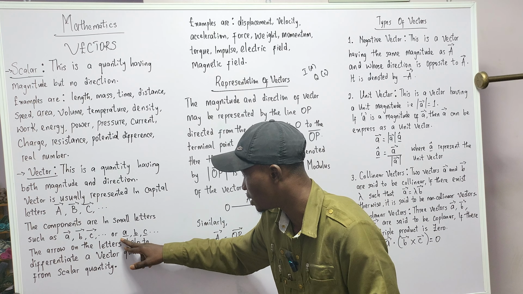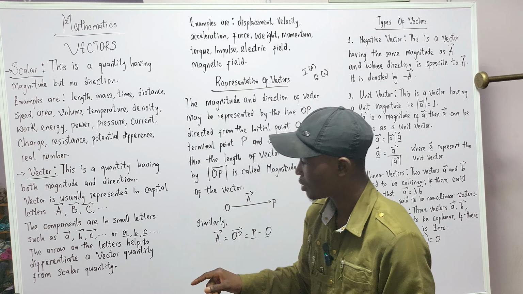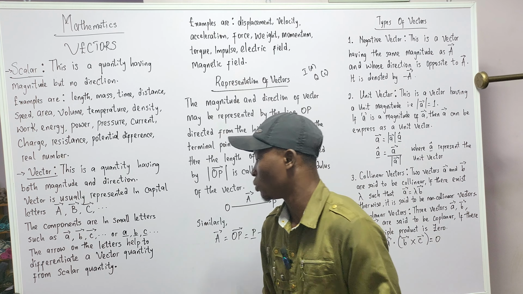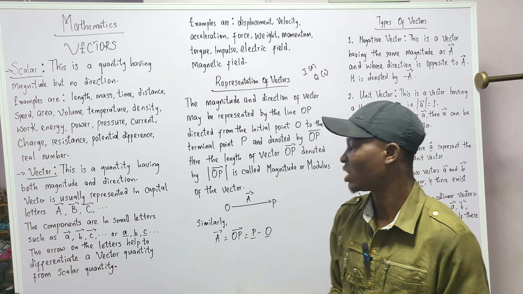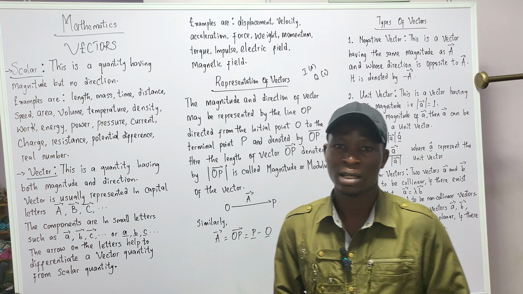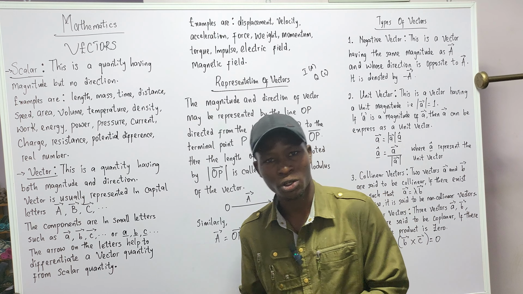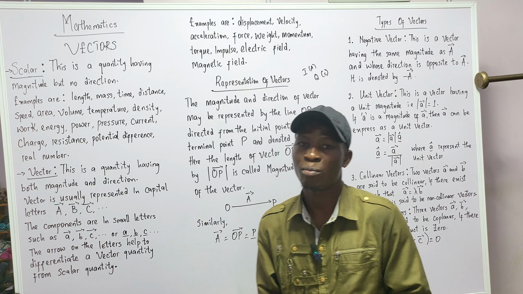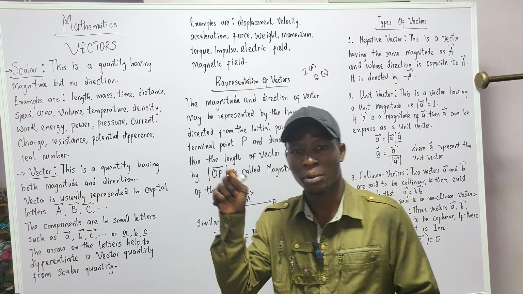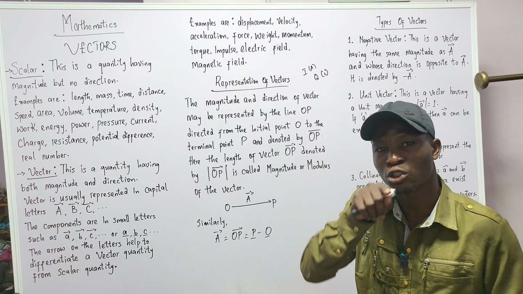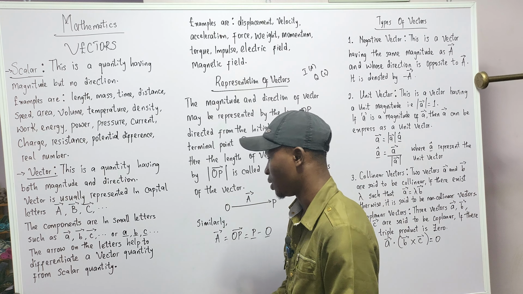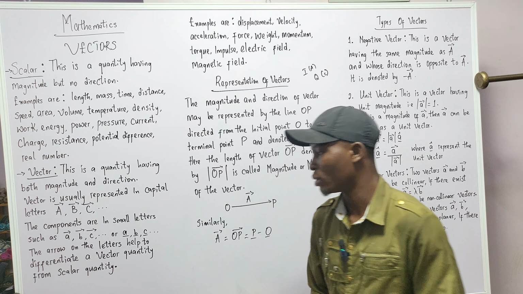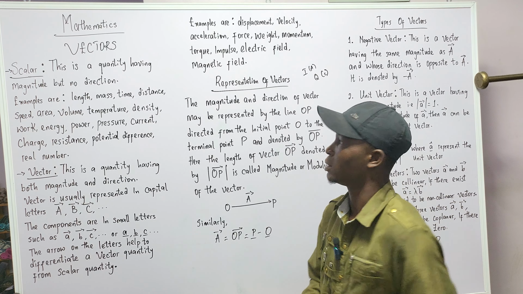Or you can also see it this way, with just a line under the letter. This is also a vector. The arrow on the letters helps to differentiate a vector quantity from a scalar quantity. Like I said, scalars have magnitude but no direction, while vectors have both magnitude and direction. The arrow on top shows it is a vector, showing the direction to which it's going.